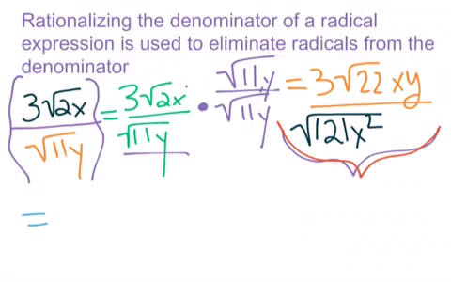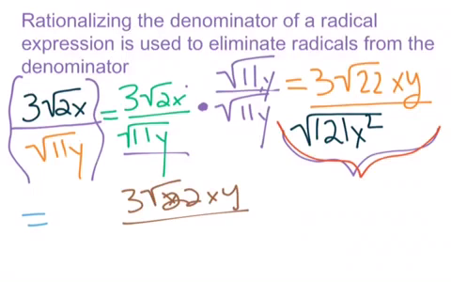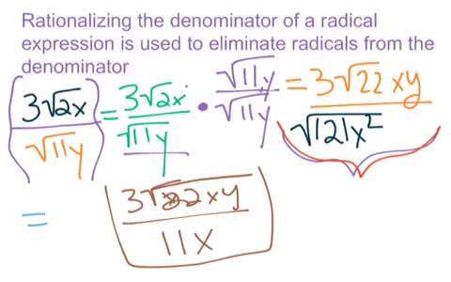Alrighty, so let's do this. So if we do this correctly, let's see here. So let's do 3 square root of 22xy over the square root of 121 is 11. And the square root of x squared is going to be x. Okay? Let's go up top. There are no perfect squares in 22, as well as x or y. So that is going to be your final answer.